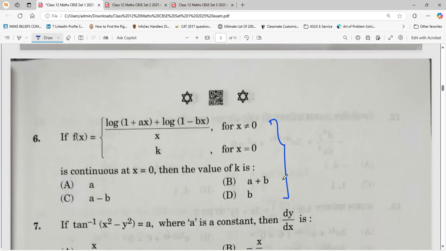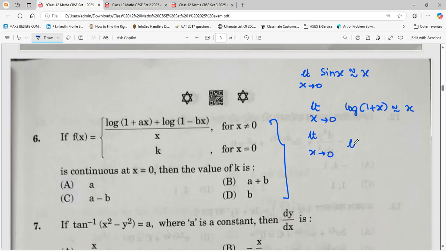For this question, log-based property. We know that when limit extends to 0, sin x is approximated to x. Likewise, when limit extends to 0, log of 1 plus x can be approximated to just x. If in place of x you replace it with ax, then this can be written as ax. If it is log of 1 minus bx, limit extends to 0, then it becomes minus bx.